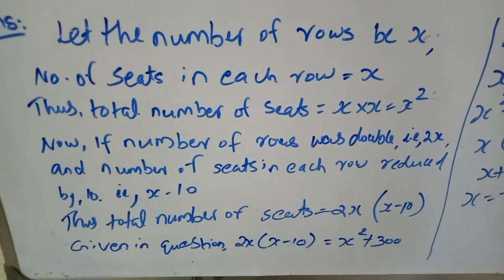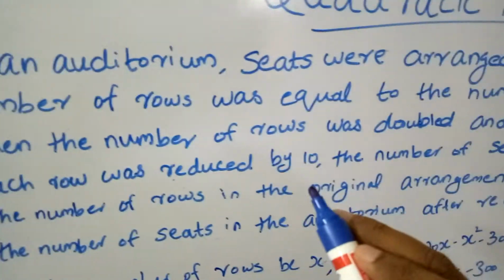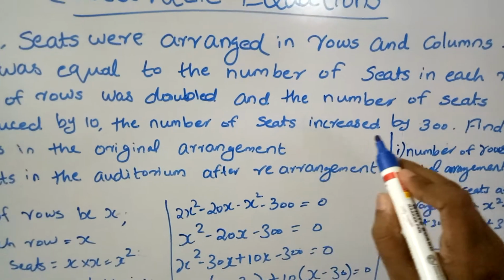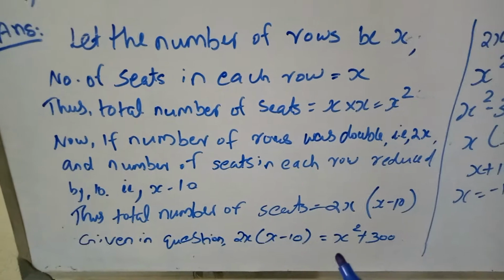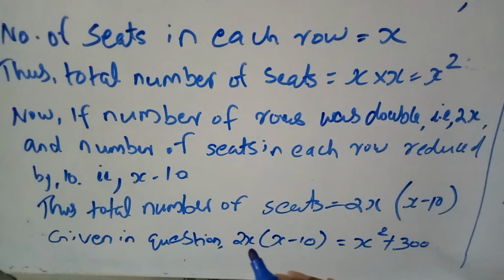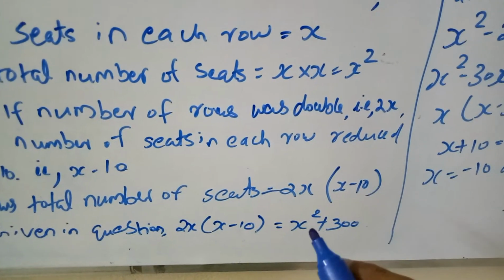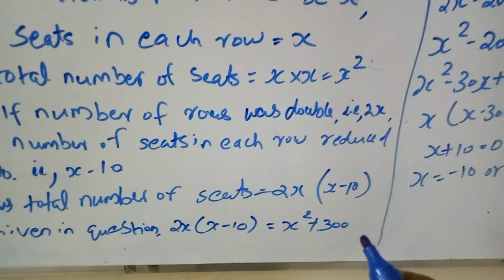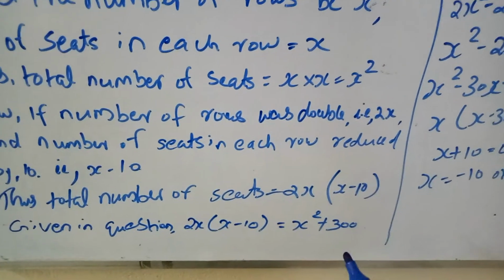Then a condition is given in the question that the number of seats increased by 300, because when we rearrange like this, the number of seats increased by 300. That means 2x into (x minus 10) equals x square plus 300, because x square was the initial total number of seats, plus 300. Okay, is it clear? 2x into (x minus 10) equals x square plus 300.